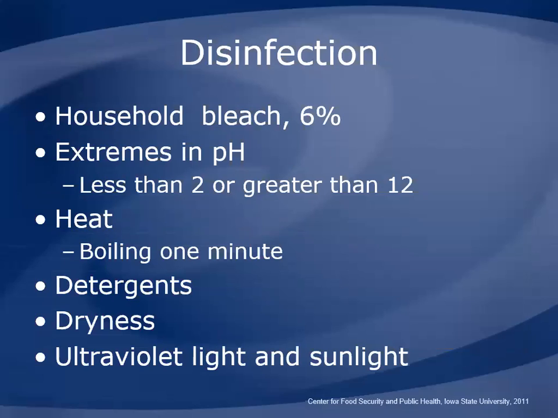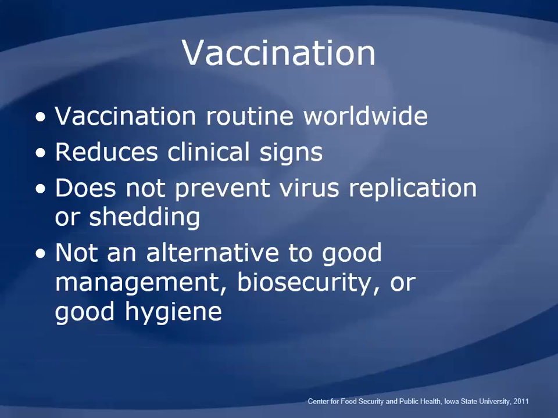Which disinfectants should we be using? Household bleach at 6%, extremes in pH, less than 2 or greater than 12, heat, boiling for 1 minute, detergents, dryness, ultraviolet light, and sunlight. These can all be used as disinfection against this virus. Vaccination is routine worldwide and reduces clinical signs. It doesn't prevent virus replication or shedding, and it's not an alternative to good management, biosecurity, or good hygiene.